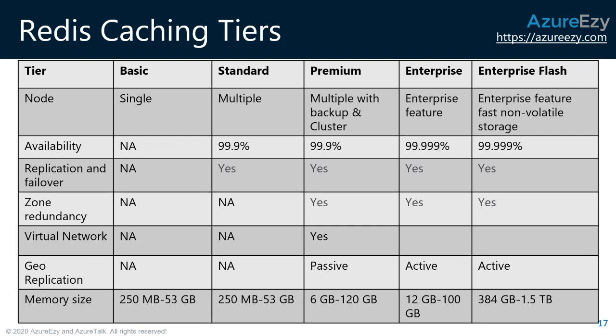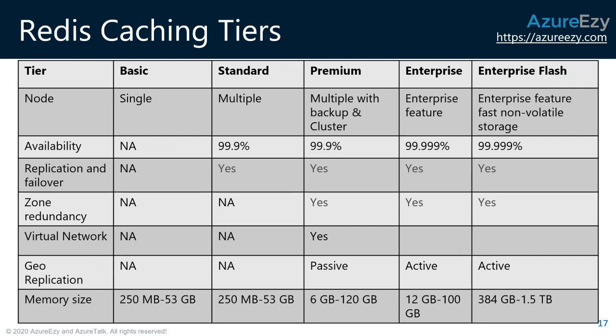The basic Redis cache tier doesn't have any availability, meaning it doesn't have any SLA. The standard one will have a 99.9% SLA, plus it has a minimum of 2 nodes.